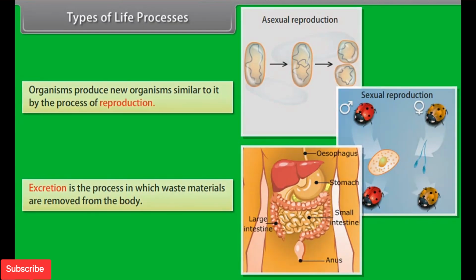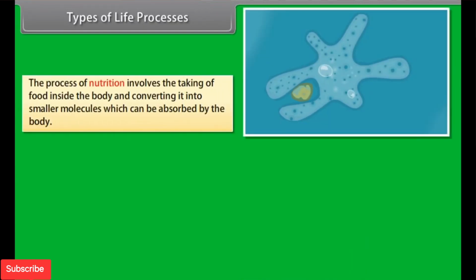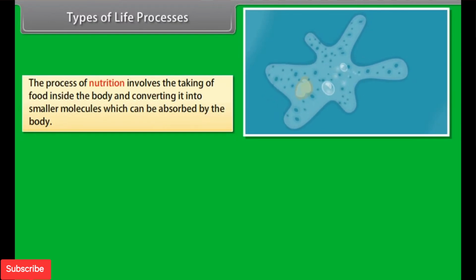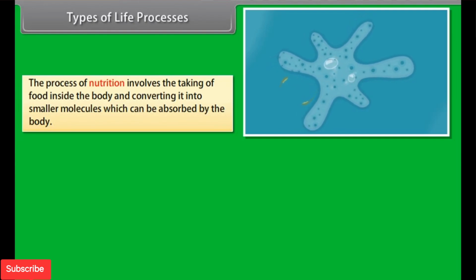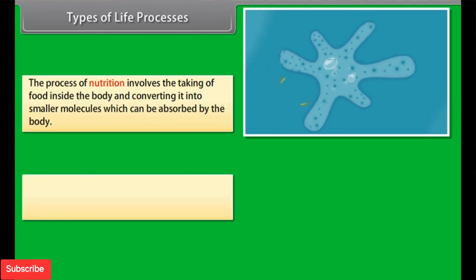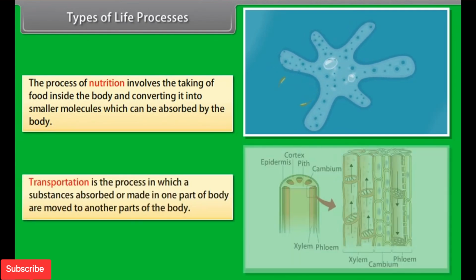The process of nutrition involves the taking of food inside the body and converting it into smaller molecules which can be absorbed by the body. Transportation is the process in which a substance absorbed or made in one part of the body is moved to other parts of the body.